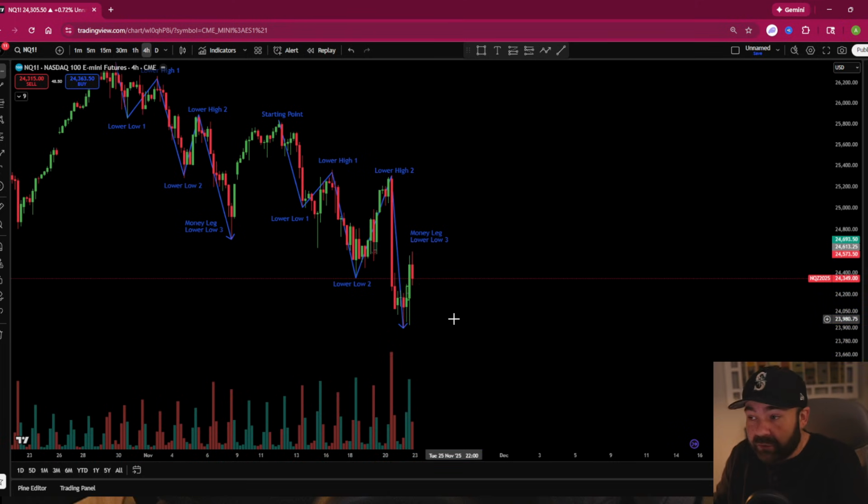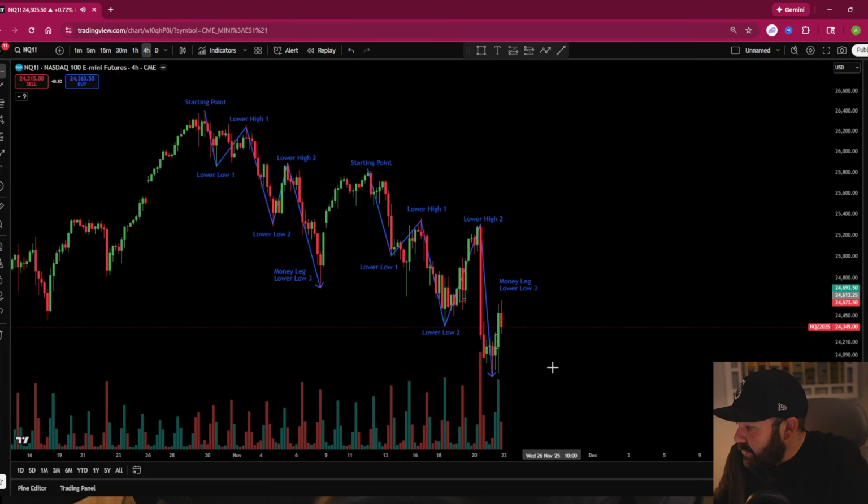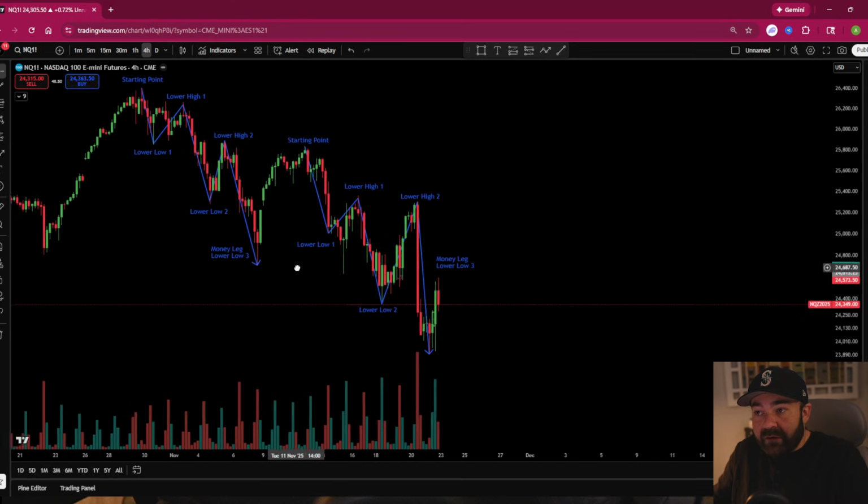And I will do this every Sunday because I want to show you guys that patterns are repeatable and patterns are predictable. This exact thing did this. And like I said, from the starting point to lower low two is X amount of points. This money leg is called a money leg for a reason. If you know what's happening and you can predict the pattern, you know what's going to come. This move is just as big, if not equal to this entire move on this one.